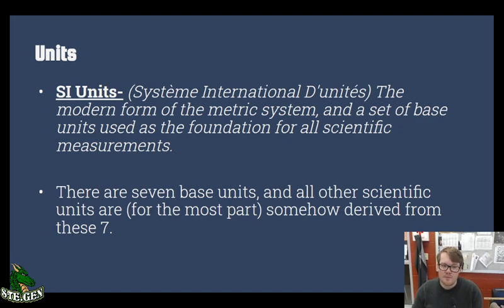Technically, the SI units aren't metric units. The metric system has become SI units. They're actually kind of different. It's like the more established and refined version of them. It's a set of base units that we use as the foundation for all scientific measurements. There are 7, and all other scientific units, for the most part, somehow come from these 7 base SI units.